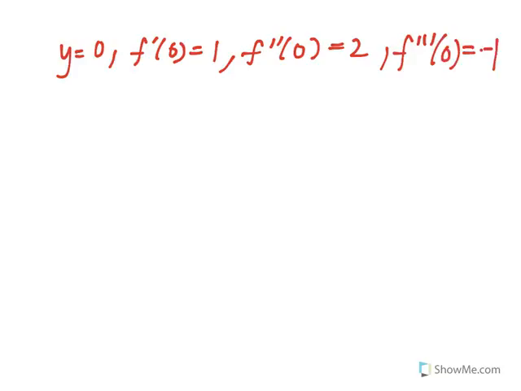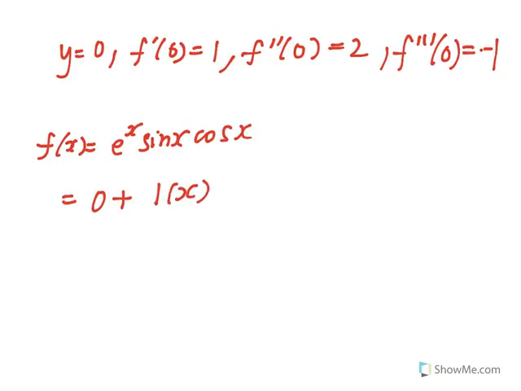With that, we need to find the Maclaurin series for y up to and including x cubed. Okay, so we are almost done. So let's say f(x) equals e^x sin x cos x. This will be equal to f(0), which is 0, plus f prime 0, which is 1, multiplied by x, plus f double prime 0 over 2 factorial, x squared, plus the coefficient negative 1 over 3 factorial, x cubed.